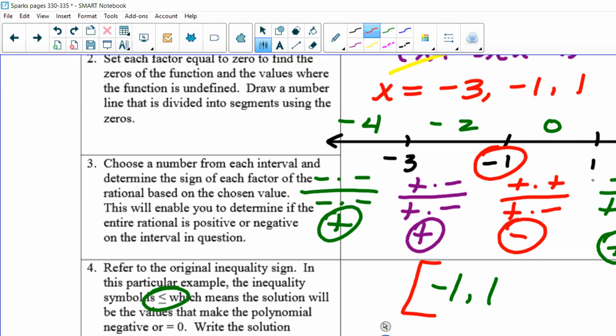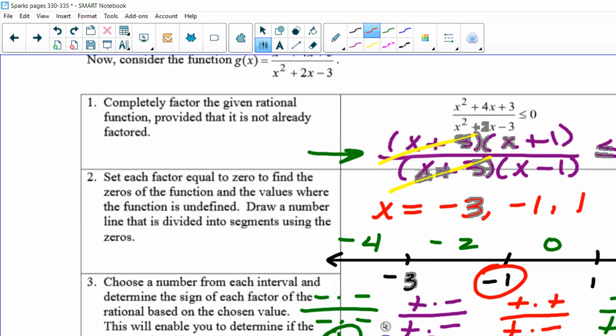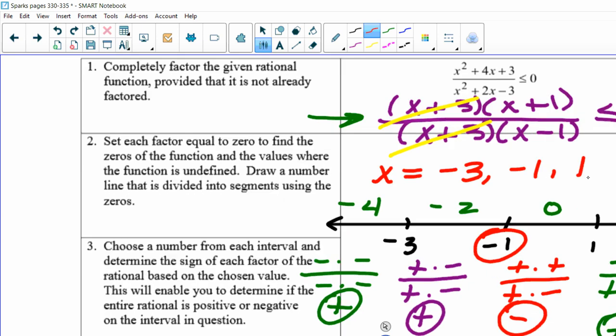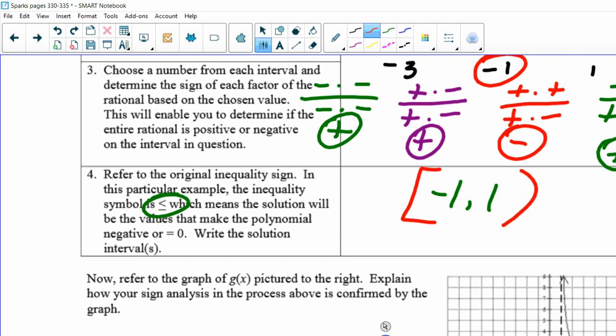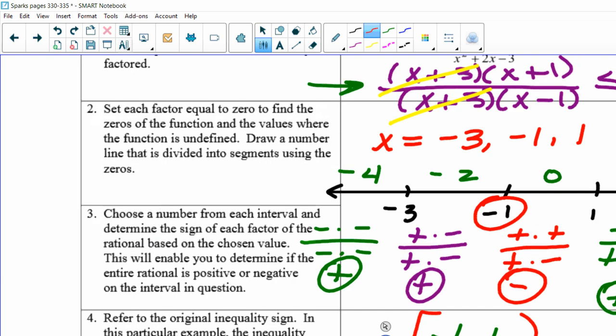What about 1? If x is 1, what do I have? 2 over 0. That's undefined, meaning there's a what? No, not a hole on that one. If you get non-zero divided by 0, you have a vertical asymptote.